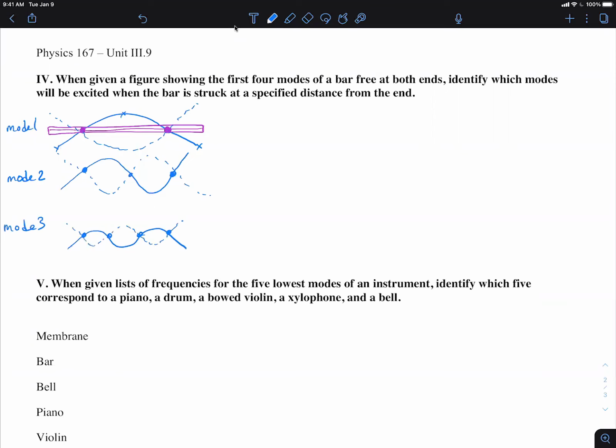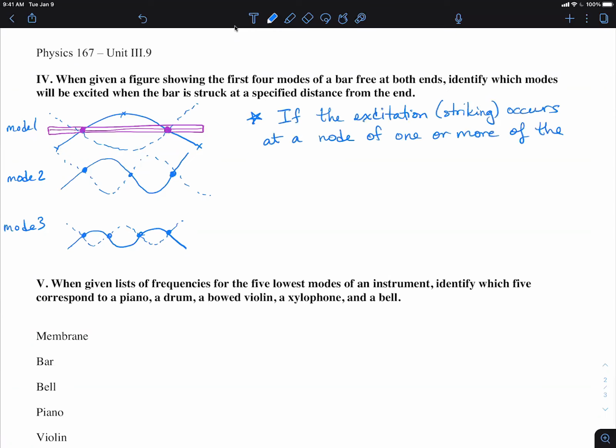Now, important thing here is to remember, as we talked about with the strings before, if the excitation, which in this case is the striking, occurs at a node of one of the modes, one or more of the modes, those modes are not excited, not given any energy, if you wish, by the striking, and will be absent from the spectrum.